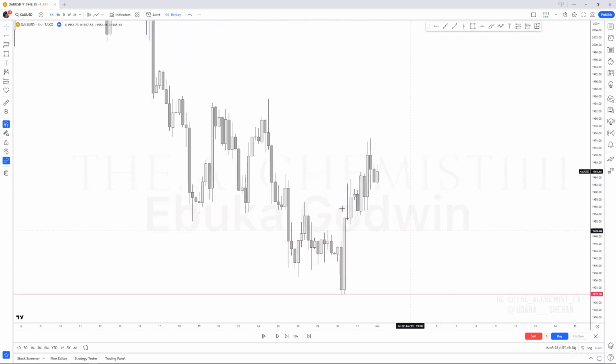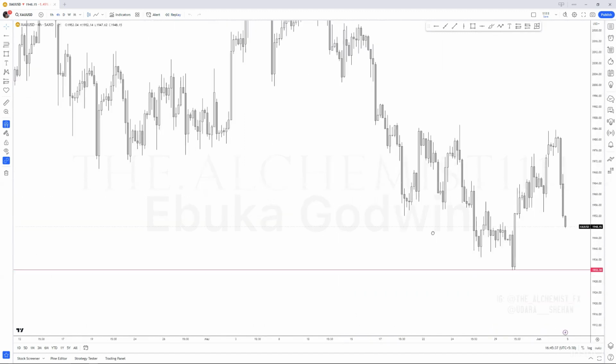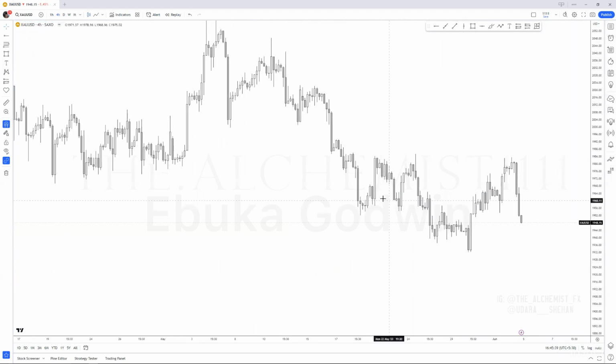Okay, if you understand the logic behind this, it's more than enough. Okay, it is more than enough. All you have to do is understand. So there we go. So you see the precision, right? You see the precision, and don't think you can only trade gold with this.